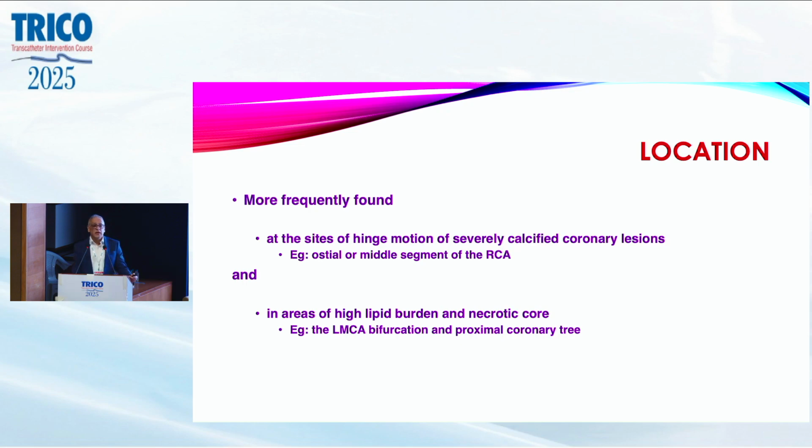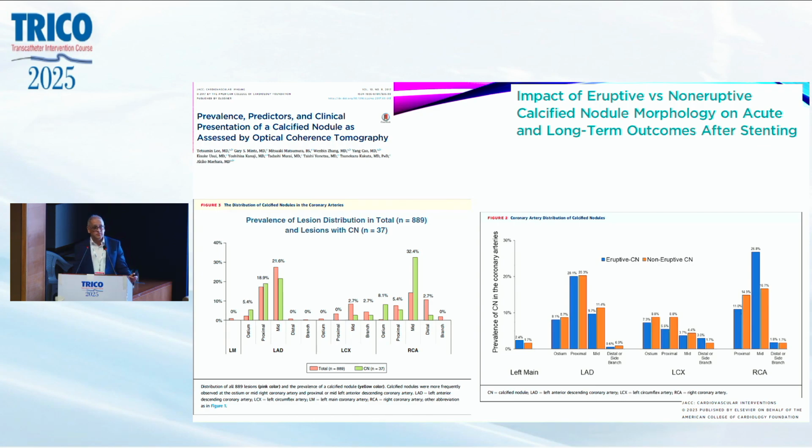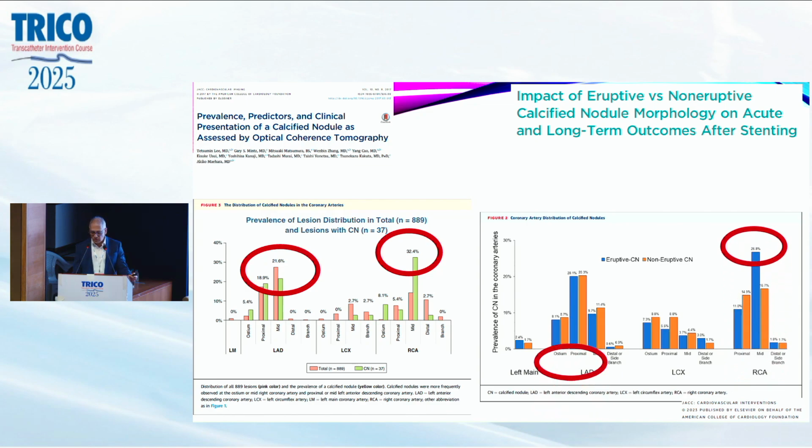So where do you find this more often? Which lesion should you suspect? These nodules are more frequently found at the sites of hinge motion of severely calcific coronary lesions, especially the ostial or the mid right coronary artery, and also in areas of high lipid burden and necrotic core, such as the left main bifurcation and the proximal coronary tree. There have been enough studies and enough data to document which arteries are most commonly affected, and the right coronary as well as the proximal LAD have been shown in multiple studies to be significantly involved.